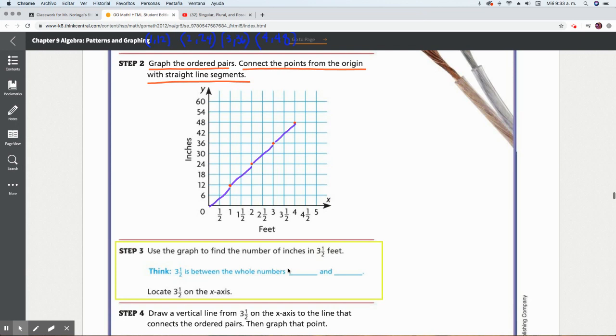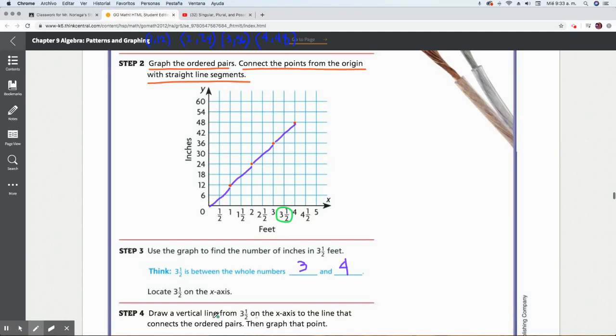Okay, so think, 3.5 is between the whole numbers 3 and 4, of course, because 3.5 is right in the middle of these numbers. Okay, locate 3.5 on the x-axis. Okay, so 3.5, it's right here. Okay, right? Step number 4, draw a vertical line from 3.5 on the x-axis to the line that connects the ordered pairs.